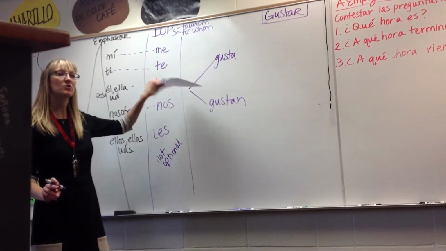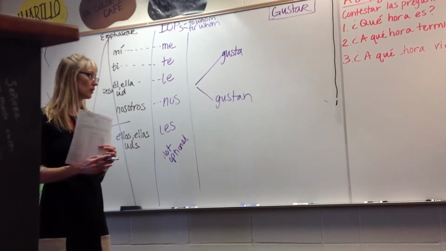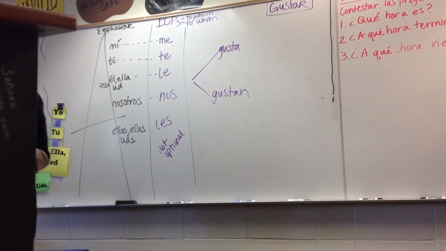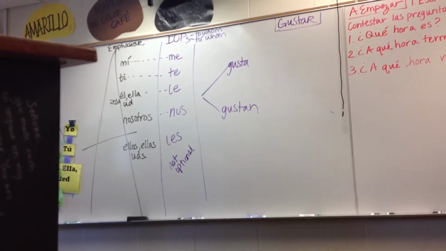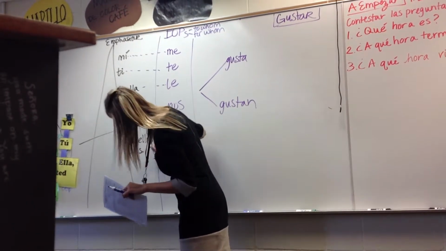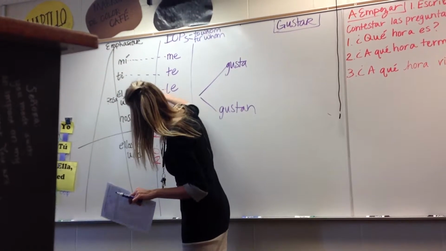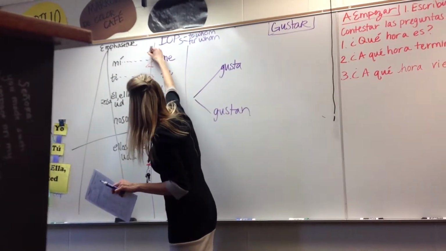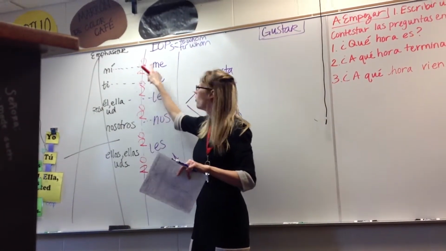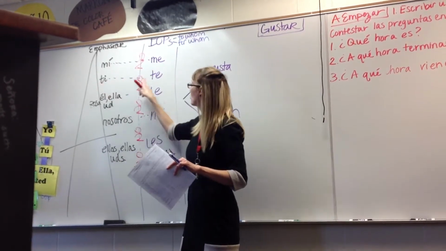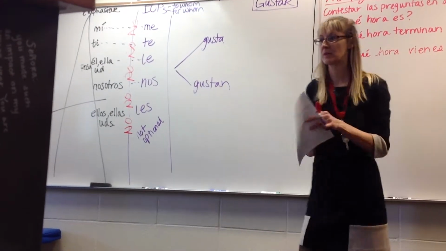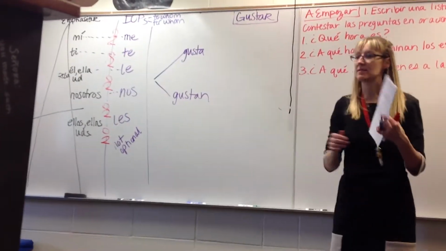If you wanted to say that you do not like something, where would your no go? The no would go in between, directly before your indirect object pronoun. So maybe write that down right here. If you were going to make it negative, that's where it would go. A mí no me. A ti no te. A él no le. Okay? When do we use the singular form of gustar?